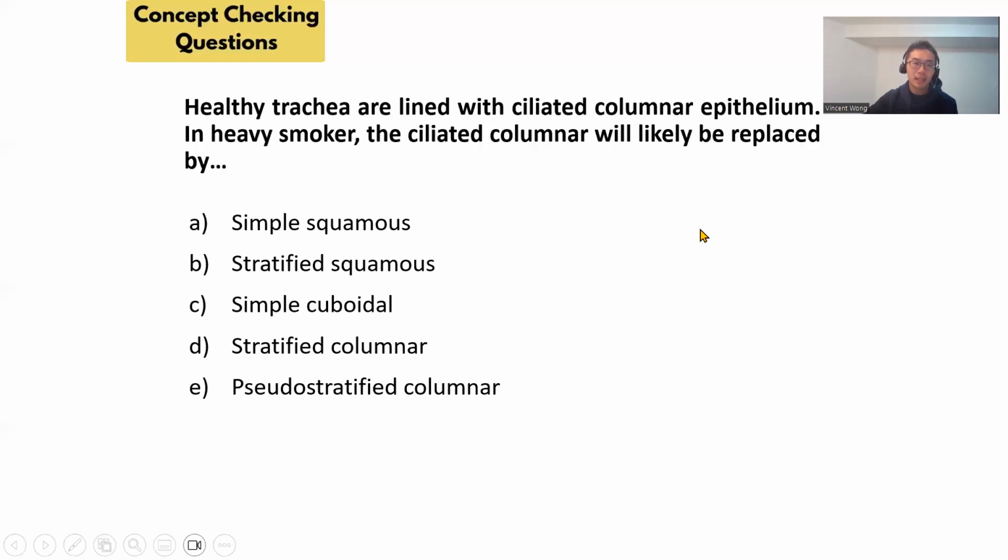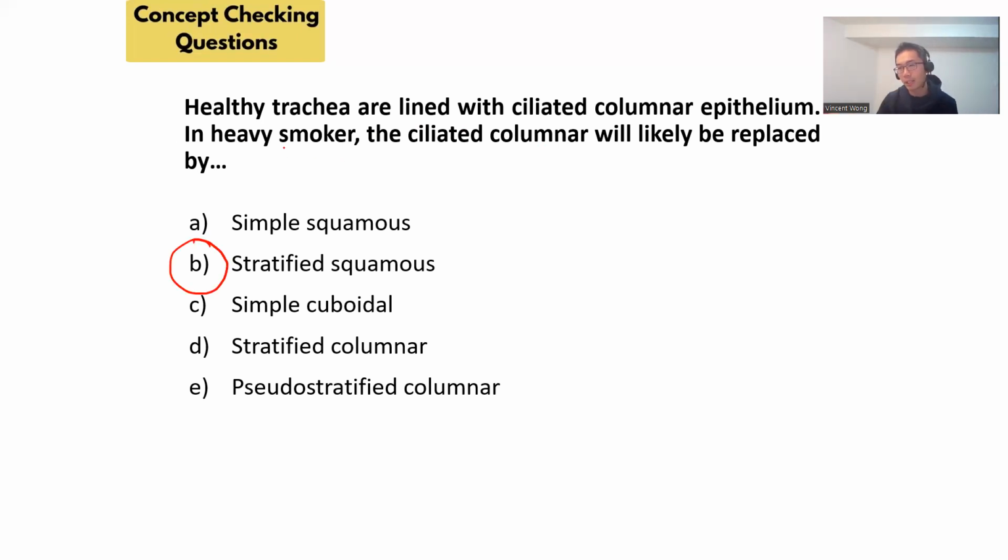Okay, well, this is a hard one. It's like an application question. A healthy trachea, your airway, is lined with ciliated columnar epithelium. So these are columnar cells with cilia on them. In a heavy smoker, the ciliated columnar will likely be replaced by, the answer is stratified squamous.